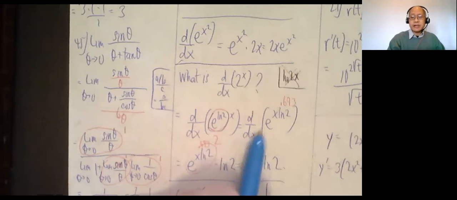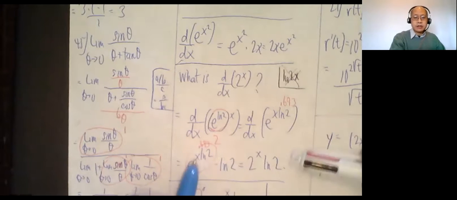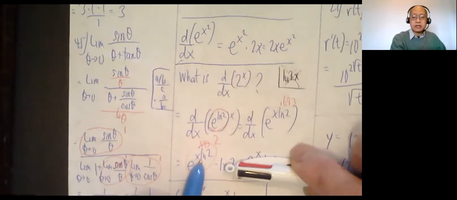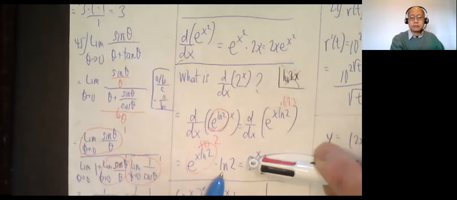Okay, so what's the derivative with respect to x of e to the x ln 2? It's e to the x ln 2. Pretend that's like 0.693. And then by the chain rule, times the derivative of x ln 2, that's natural log of 2.